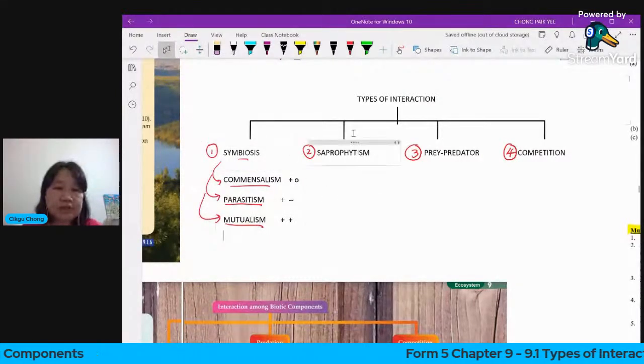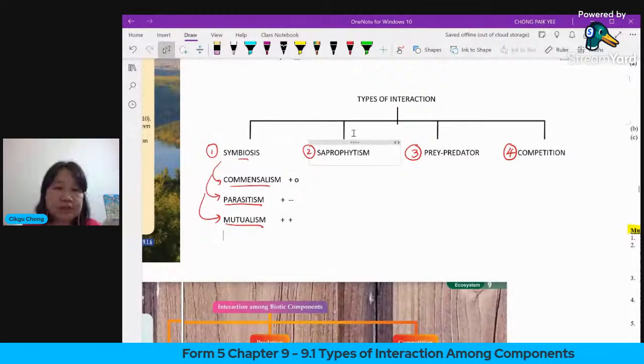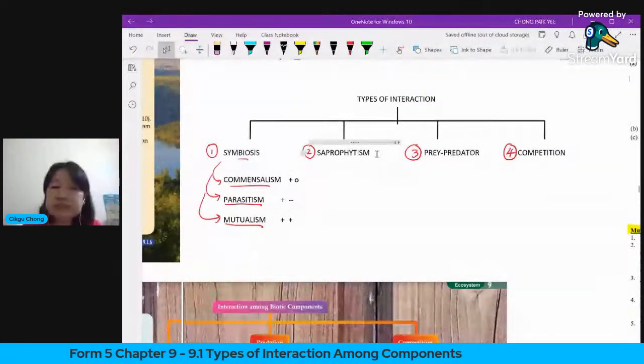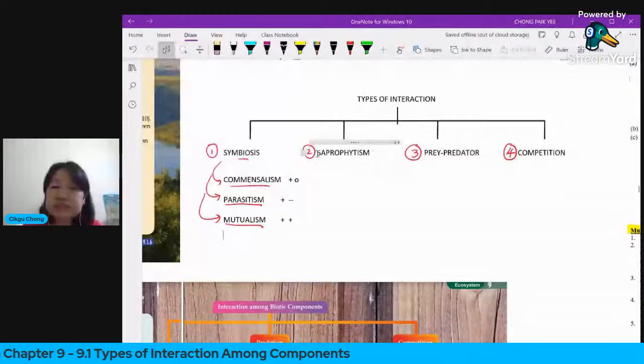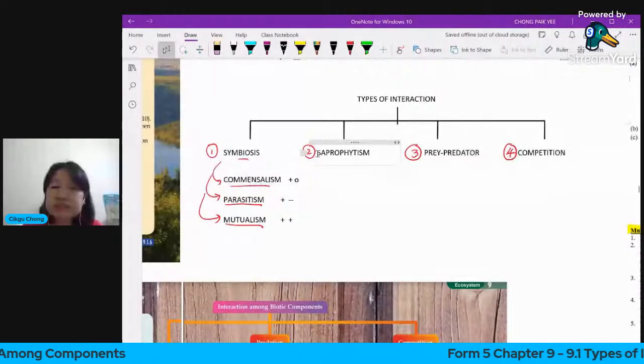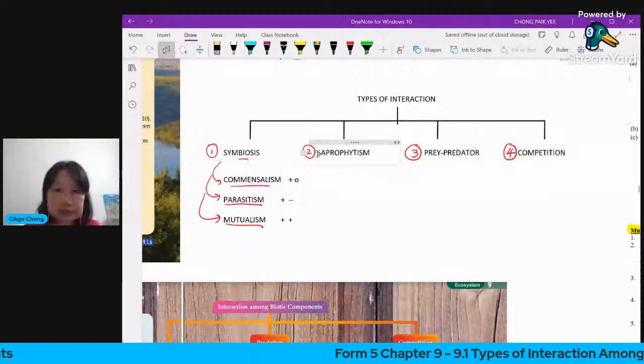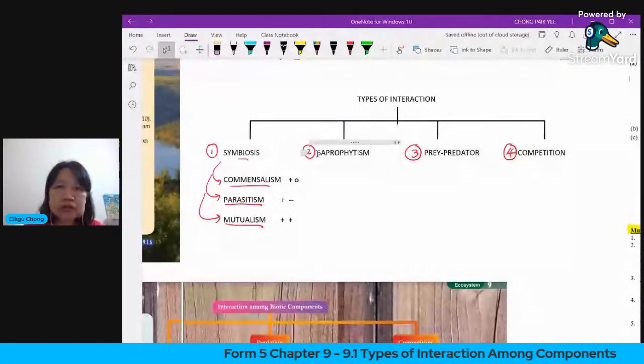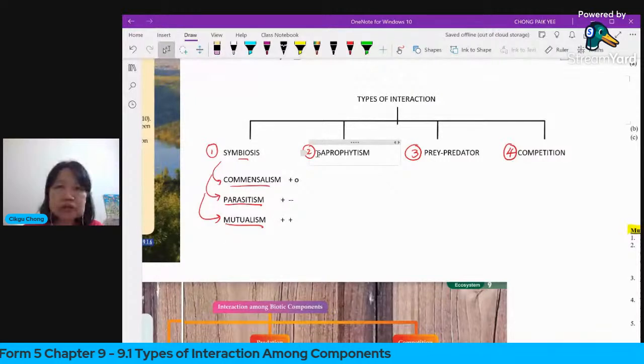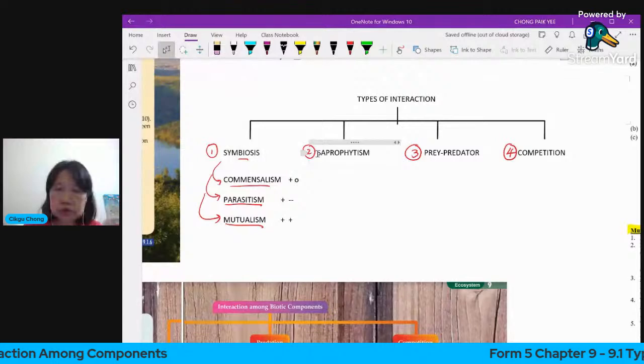The second group is called saprophytism. This is specifically only for those organisms that are able to convert complex organic substances into simpler forms, like fungus, and also some kinds of bacteria. So they are able to stay together with another organism and break down the nutrients, so the other organism can get the nutrients.